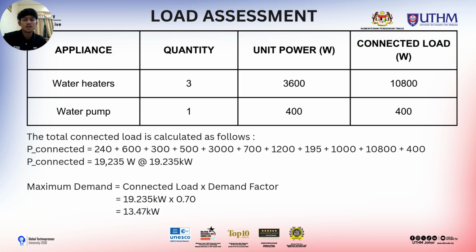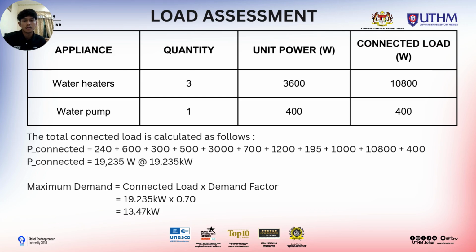For two more appliances, which are water heaters, we have three units, and each unit's power was 3600 watts, and the total load power of the water heaters was 10800 watts. And lastly is a water pump. We have one quantity, and the unit power was 400 watts. So the total power load is 400.